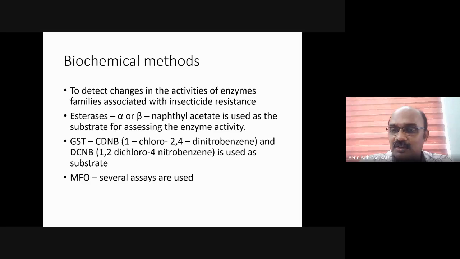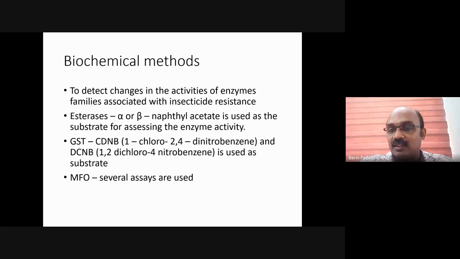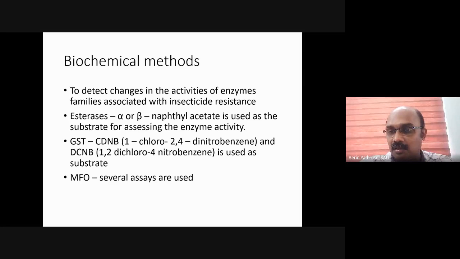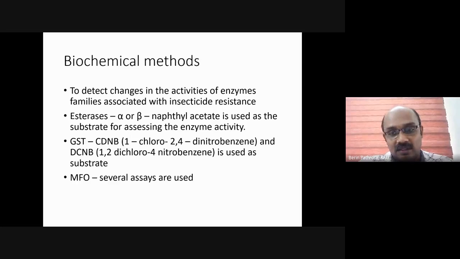In esterase, we will use either alpha naphthyl acetate or beta naphthyl acetate as the substrate. We mix it with the protein, the enzyme, which we have extracted from the insect. Once we mix this substrate with the protein extracted from the insect, both will react and it will develop a color, and that will be read in the spectrophotometer. In a similar manner, we can detect all the enzymes which are involved in insecticide resistance.